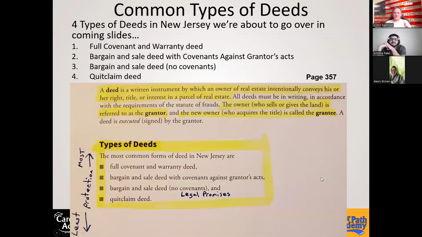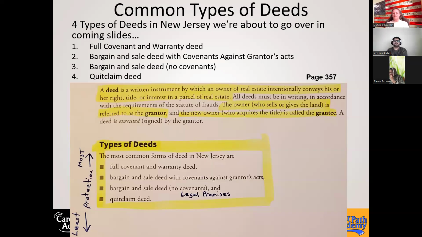So there are 4 types of deeds: the full covenant and warranty deed, a bargain and sale deed with covenants against Grantors Act, also known as Covenants versus Grantors Act, also known as a special warranty or limited warranty deed. Then we have the bargain and sale deed with no covenants, no legal promises. And then we have a quitclaim deed. So we're going to go over these 4 types of deeds, and then we're going to go over the anatomy of a deed.